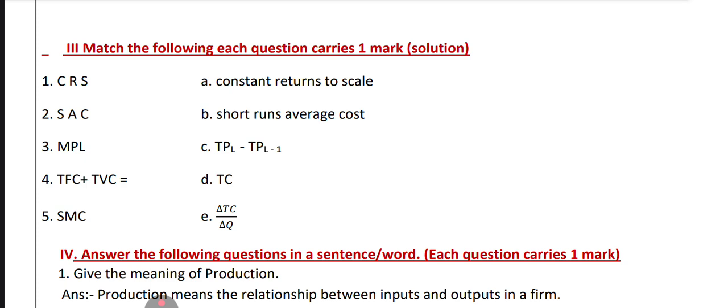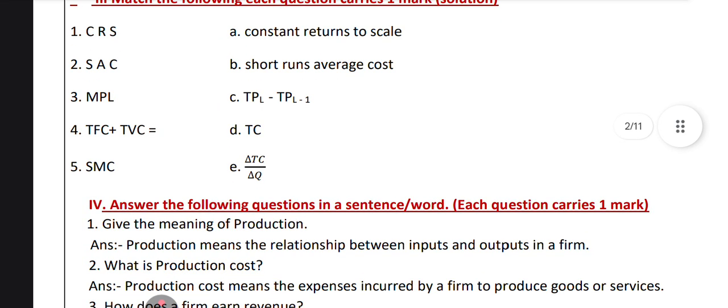Then TFC plus TVC equals TC. As you know from the previous question, SMC equals delta TC divided by delta Q.